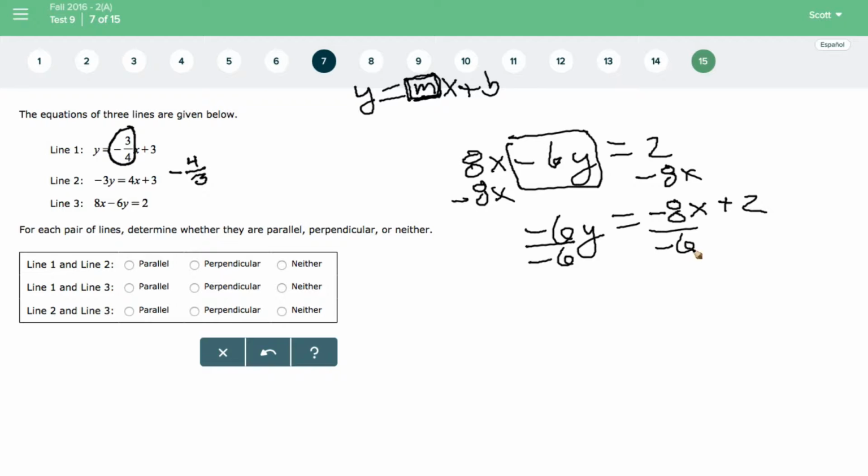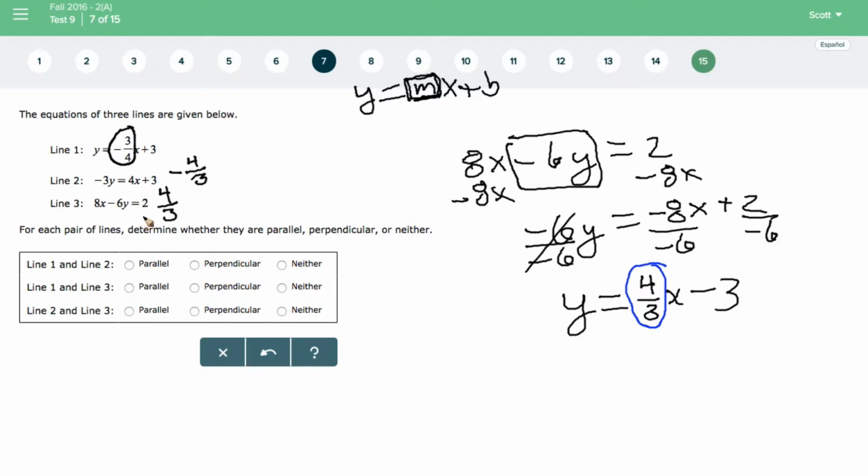divided by negative 6, giving us y equals, those cancel out, negative 8 divided by negative 6, if I type it into the calculator, is a positive 4/3, and then minus 3. Remember, you need to have the slope always simplified as far as you can. So that becomes 4 over 3.